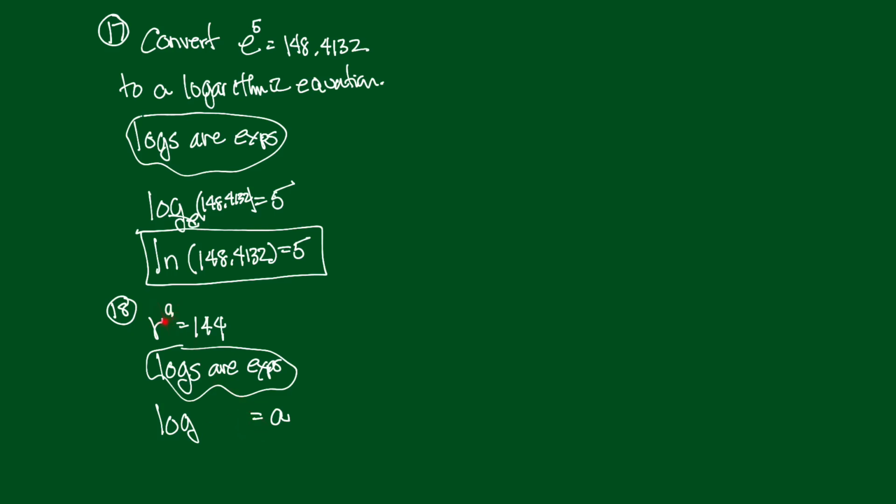Now, the base here is r, right? The base to this power here is r. So I'll put r down in the base. The only other number is 144. So there we go. Logarithm base r of 144 is equal to a.